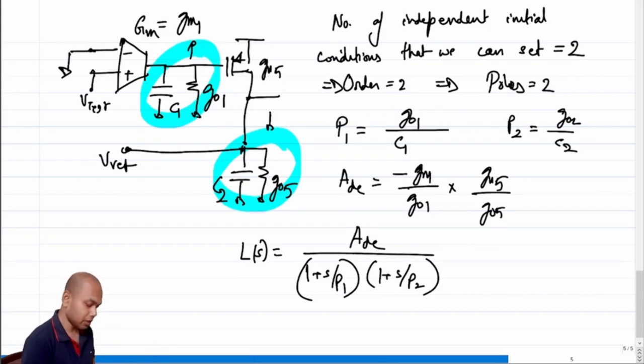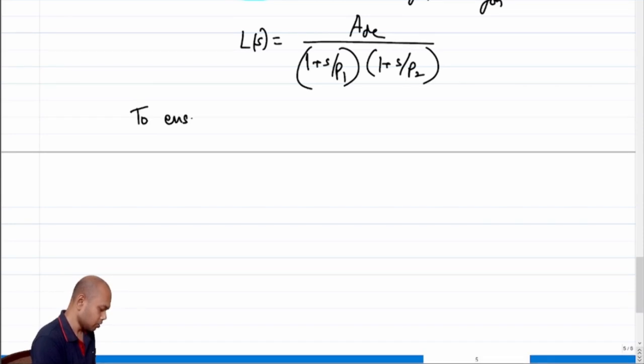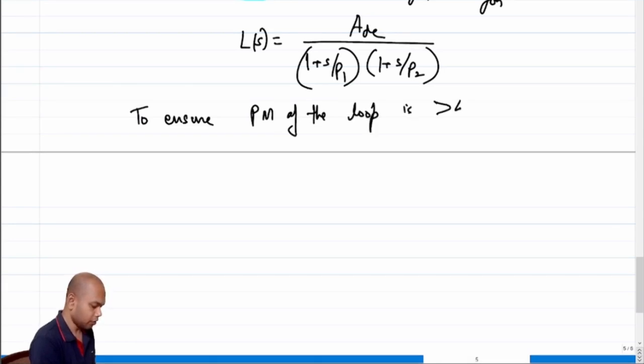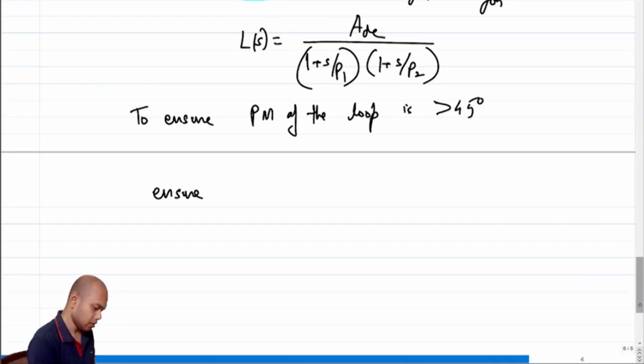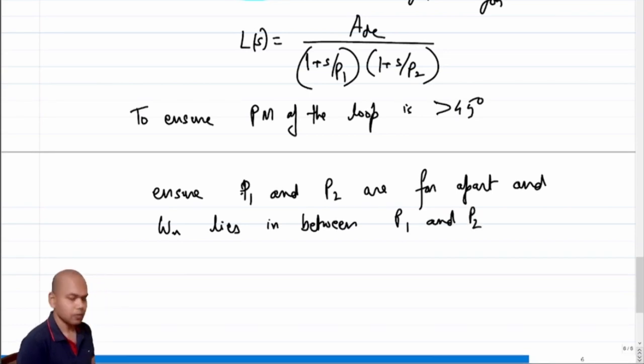So if this is L of S, what do I need to do to ensure we have proper phase margin? To ensure phase margin of the loop is greater than 45 degree, we have to ensure P1 and P2 are far apart and omega U lies in between P1 and P2, right? If that is not going to happen, then we are in trouble, right?